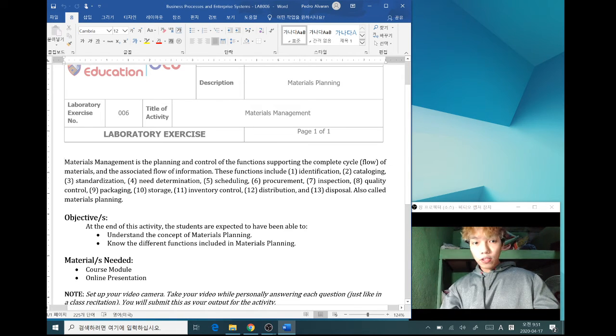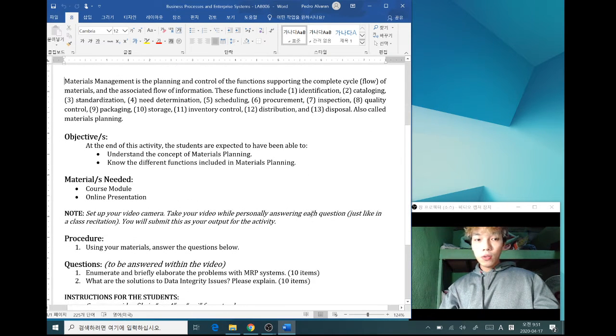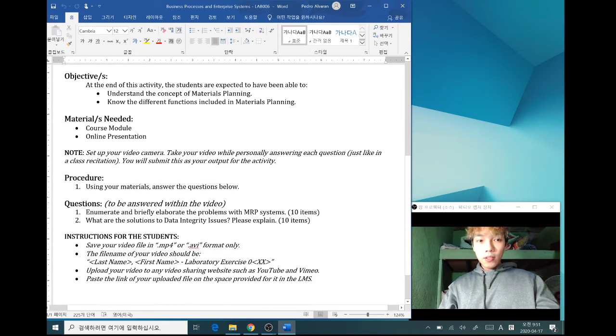Objectives are to understand the concept of materials planning and know the different functions included in materials planning. So set up your video camera, take your video while personally answering each question. Just a class recitation, you will submit this as your output for the activity. So the first question is: enumerate and briefly elaborate the problems with MRP systems.